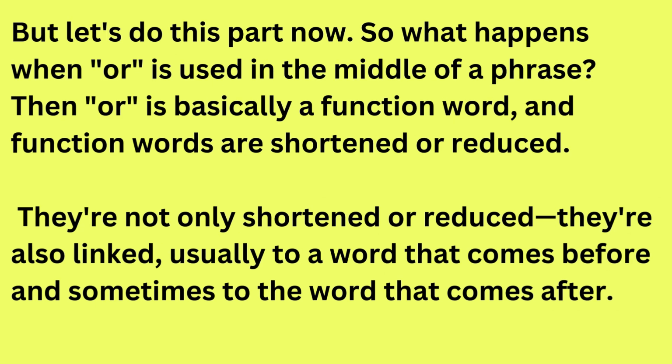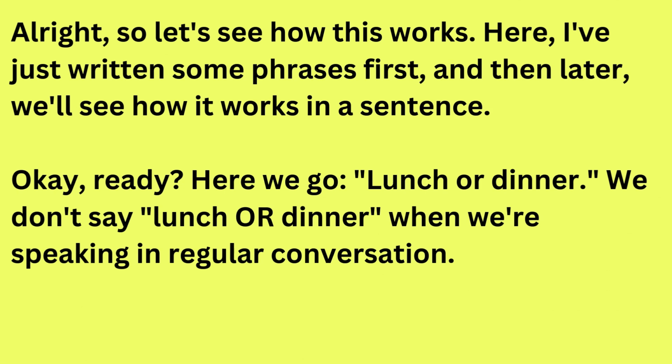So what happens when "or" is used in the middle of a phrase? Then "or" is basically a function word, and function words are shortened or reduced. They're not only shortened or reduced, they're also linked, usually to a word that comes before and sometimes to the word that comes after. All right, so let's see how this works. Here, I've just written some phrases first, and then later, we'll see how it works in a sentence. Okay? Ready? Here we go.